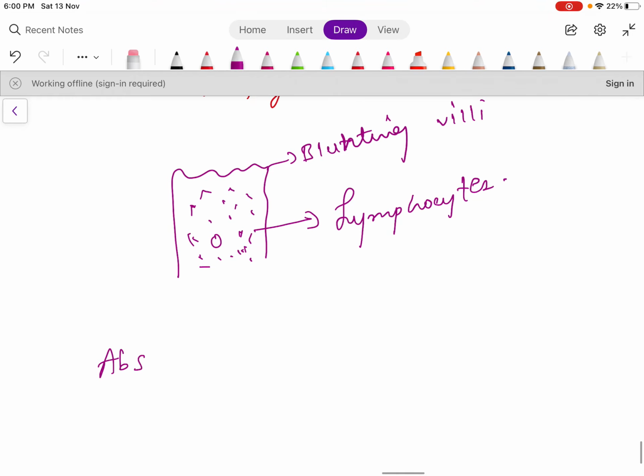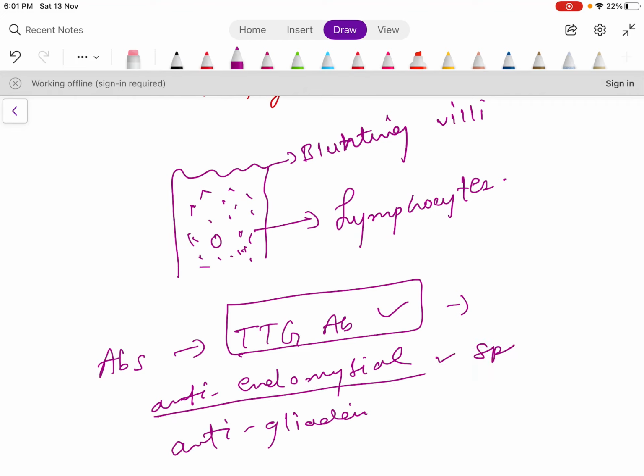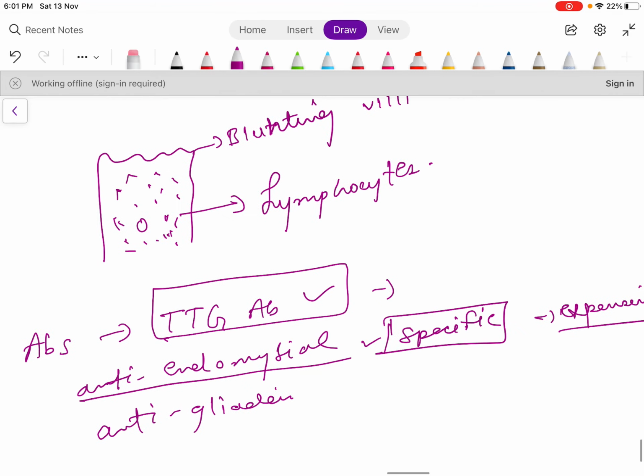Now further you need to do antibody tests: transglutaminase antibody, or you can also do endomysial antibody, anti-gliadin. But this is better to do, because this test is easily available and easy to do. While the endomysial antibody is very specific, it is not done because it is so expensive and also it is not available at every center.